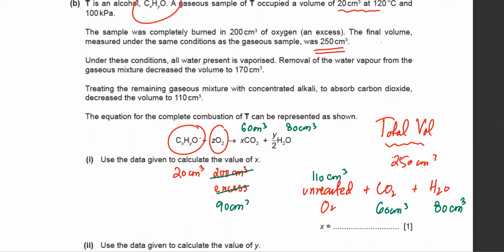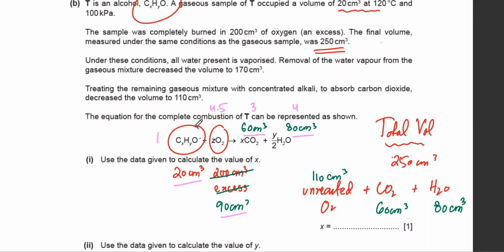It's 20, 90, 60, and 80. So what's the whole number ratio? It's going to be 1. One of this reacts with 4.5 of O2 and produces 3 CO2 and 4 H2Os. So that is the whole number ratio you're going to get. Remember, for comparison purposes, the first one should be 1. So 20, 90, 60, 80 translates to 1, 4.5, 3, 4.